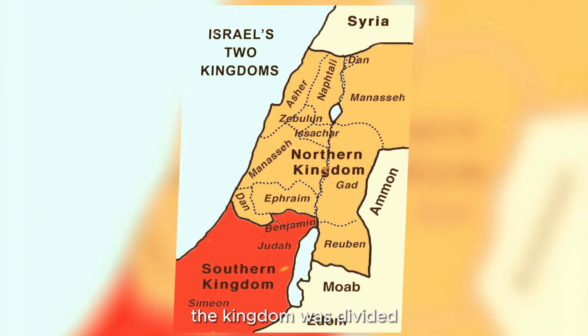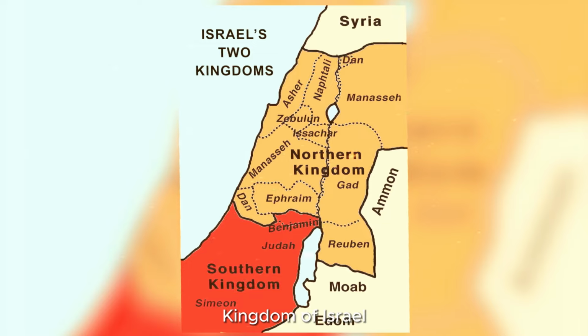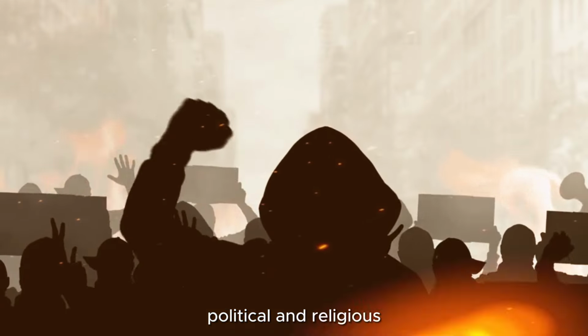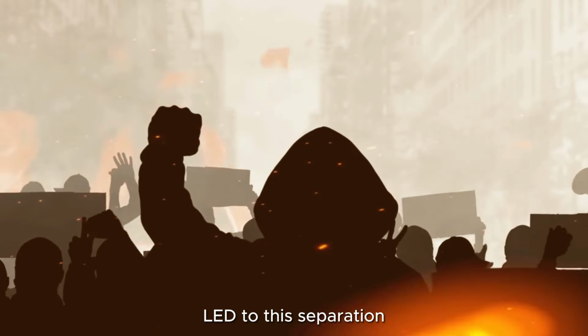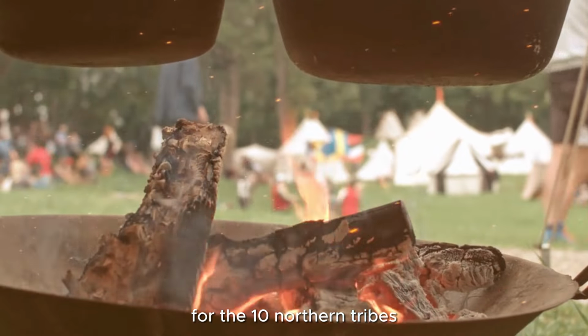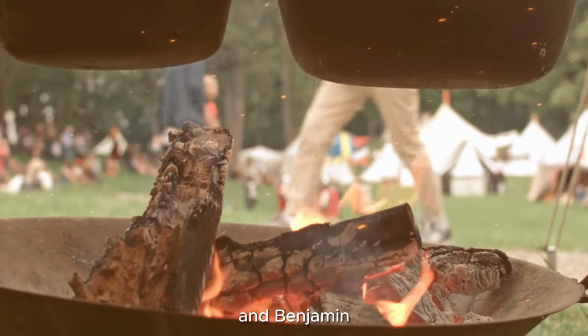Post-Solomon, the kingdom was divided into the northern kingdom of Israel and the southern kingdom of Judah. Political and religious differences led to this separation, setting the stage for distinct historical trajectories for the 10 northern tribes and the tribes of Judah and Benjamin.